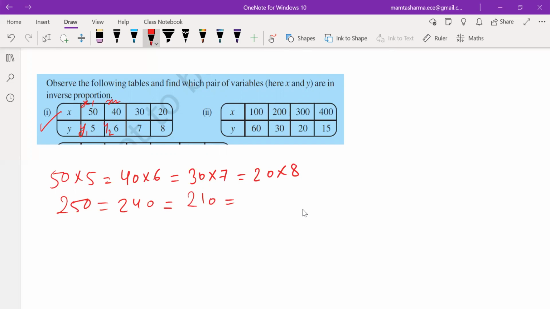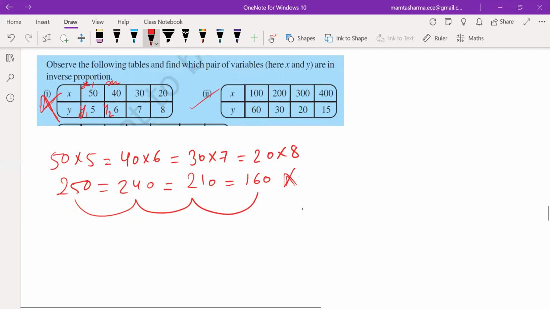This is not in inverse proportion, because they are not the same. If they would be in inverse proportion, their product should be the same. Here, since the product is not the same, these table 1 quantities are not in inverse proportion. Let's check table 2.